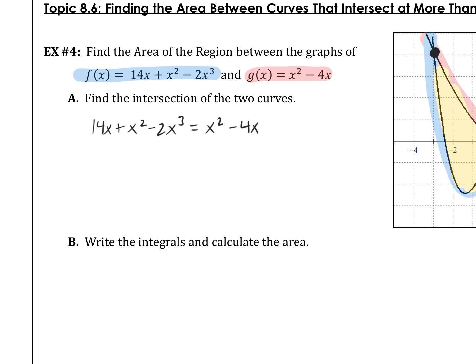So I'm going to get all my x's onto one side. Nicely, these x squareds go away. So that's cool. I'm going to move everything over to the right side so they're positive. So I've got 0 is equal to 2x cubed plus 18x. We got a little algebra we can do here. What can I take out? 2x. So take out a 2x, and I get x squared plus 9.